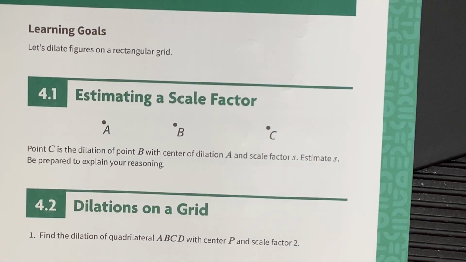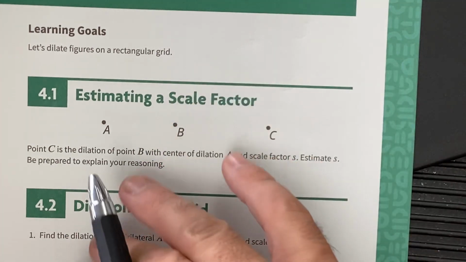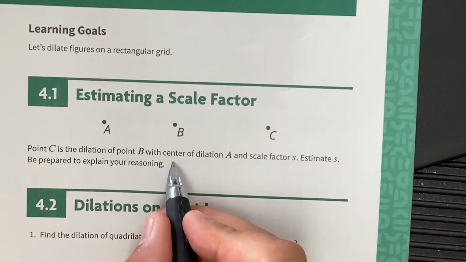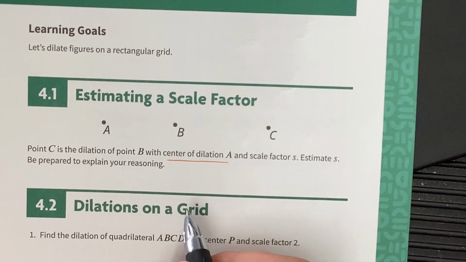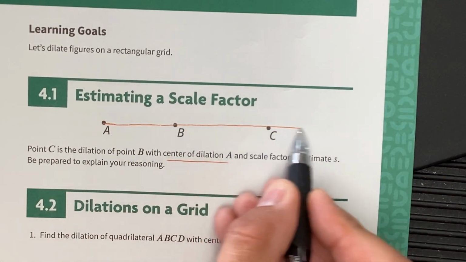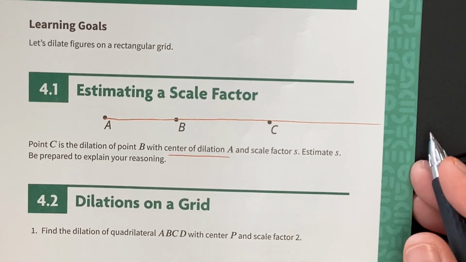Page 35, lesson 4, dilations on a square grid, continuing to adjust figures bigger or smaller. It says point C is the dilation of B, center of dilation A. That just means where we start. Okay, so we're starting at A going this direction, and I've got to figure out what the scale factor is. It says estimate.